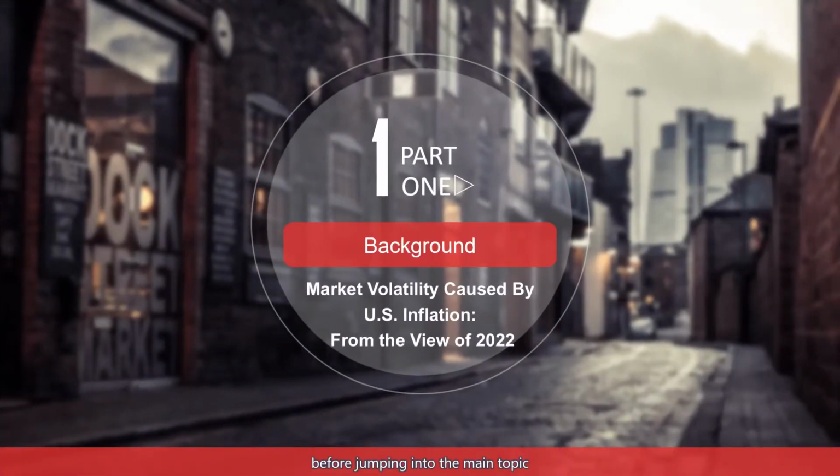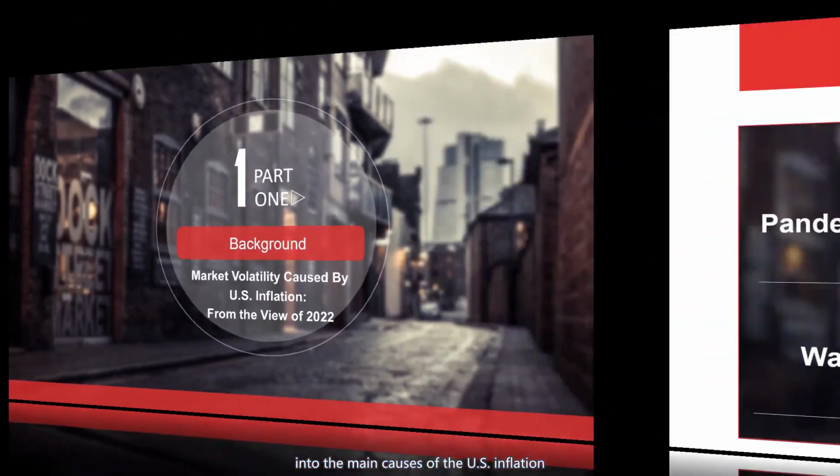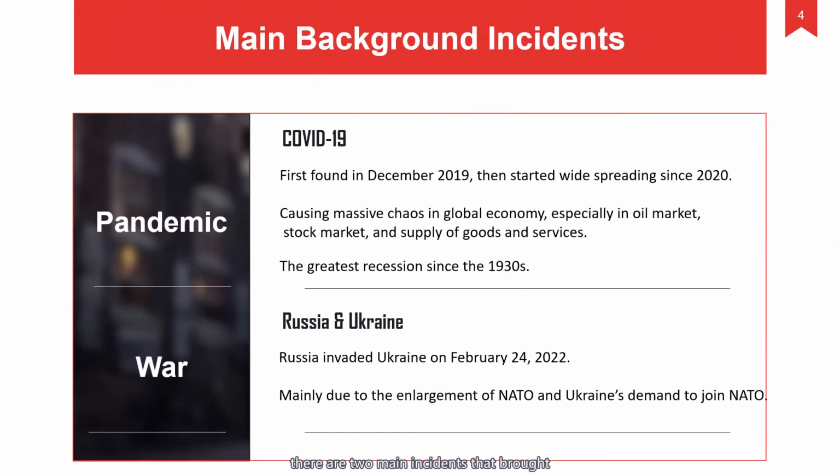Before jumping into the main topic, let's go through some of the background to have an insight into the main causes of the US inflation. There are two main incidents that brought significant impact to the US as well as the global economy during the recent years. COVID-19 was first found in December 2019 in China and started booming in 2020. Due to the vast infection, economic activities were forced to halt for a very long period of time, which then led to the greatest recession since the 1930s.